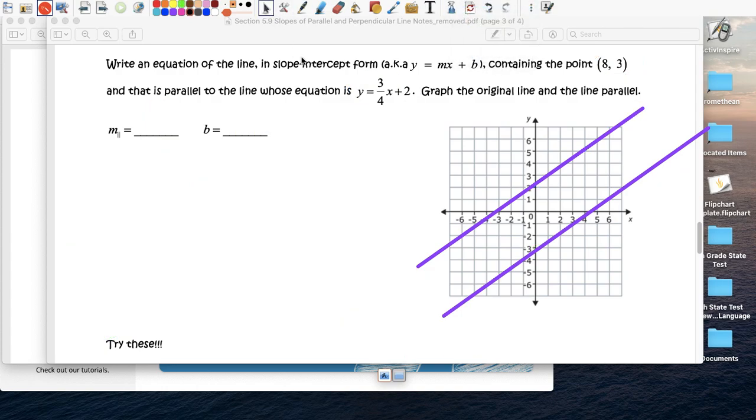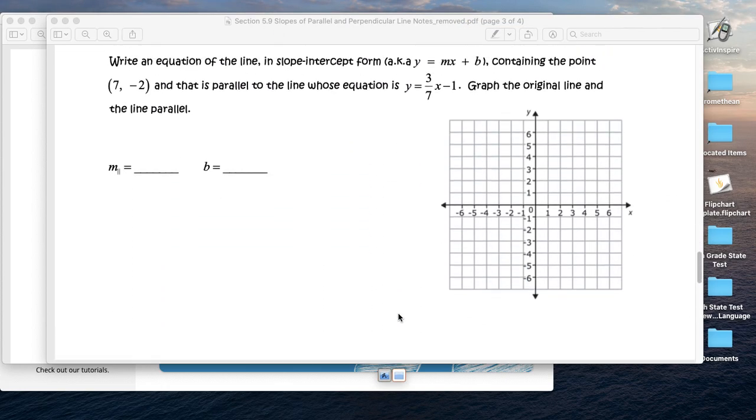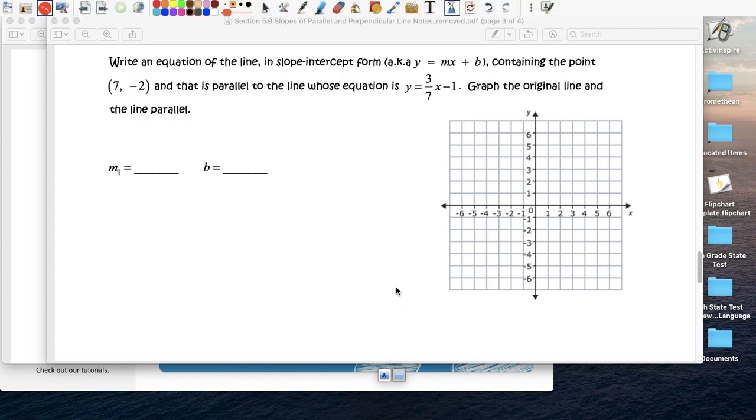We have one more dealing with parallel lines. Clear objects. Okay, same thing. Here's a line that's parallel to this one, right? And it goes through (7, -2).